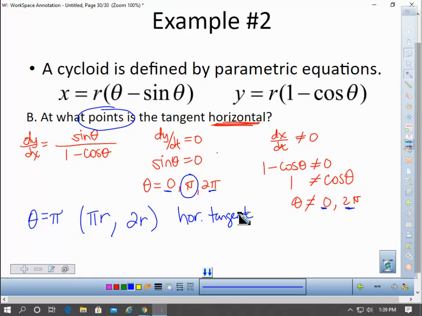Now, something happened though at 0 and 2 pi. At 0 and 2 pi, we end up getting the indeterminate form 0 over 0. That doesn't tell me anything. That's not a horizontal. I don't know what's happening there. So we have to investigate each one of these individually.